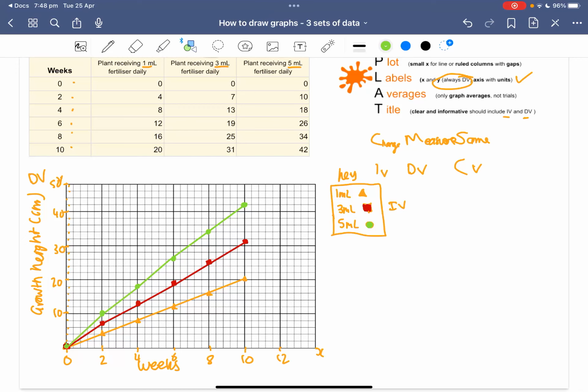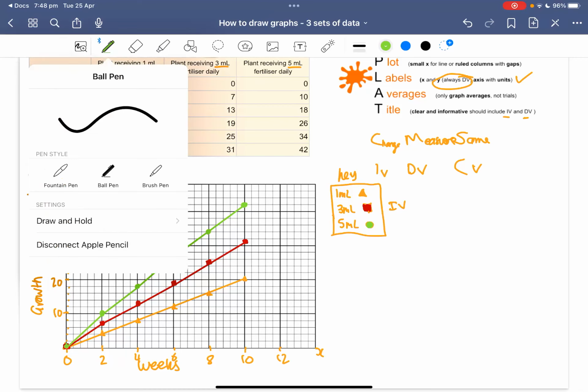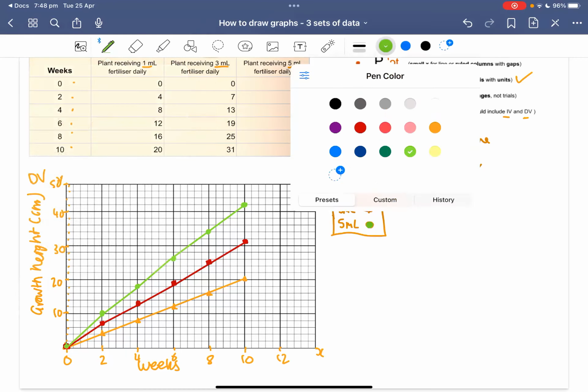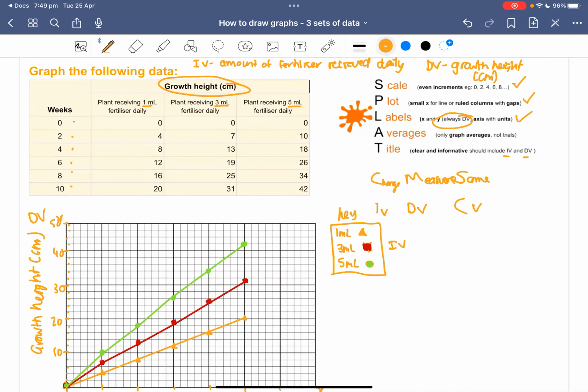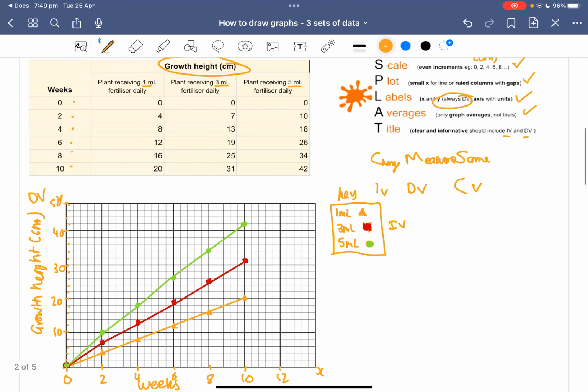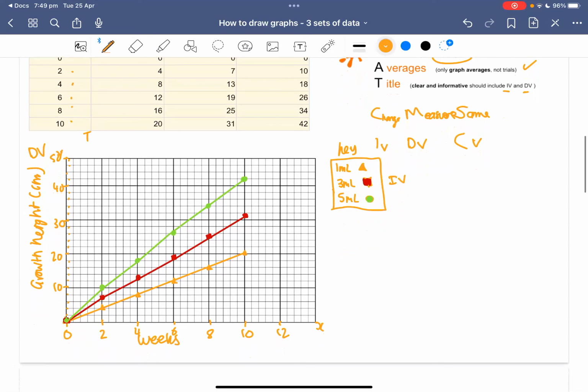All right, and so we've only got left one last thing, which is we need to write our title because we have done our scale, we've plotted our data, we've made sure we did the averages. Now we're going to do our title. So we're going to say the effect of different fertilizer amounts on plant growth.